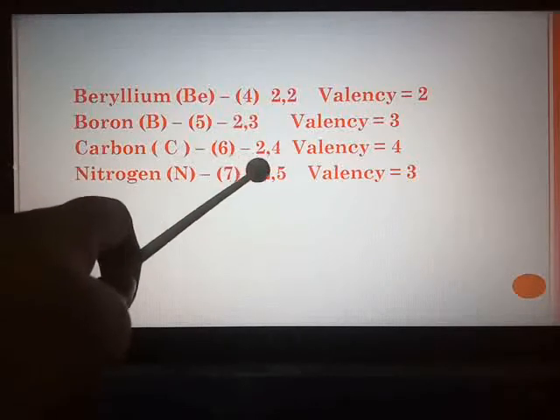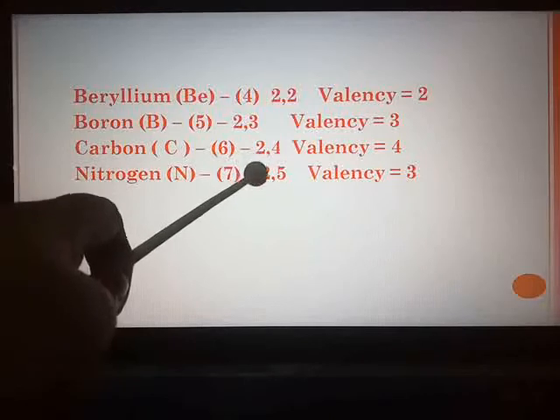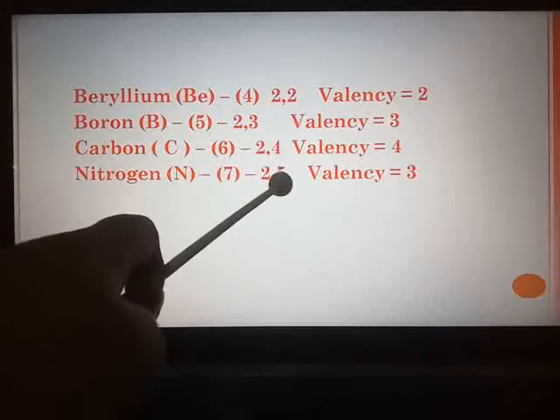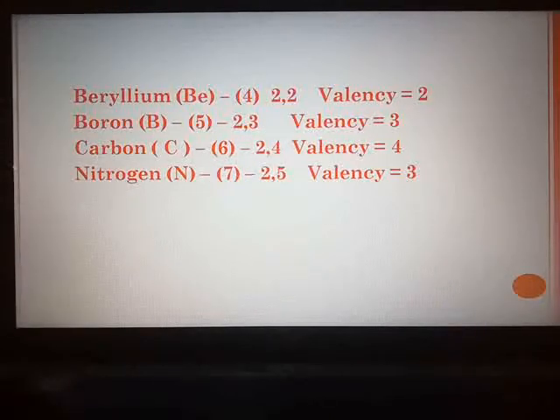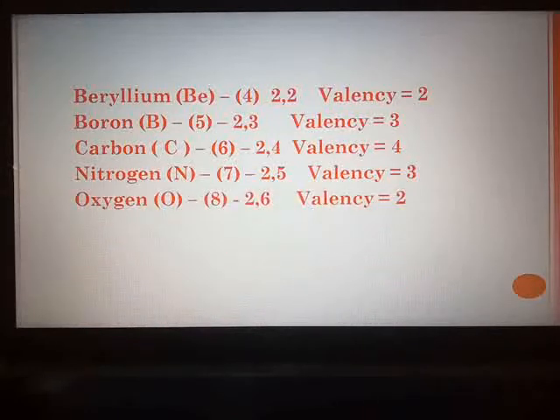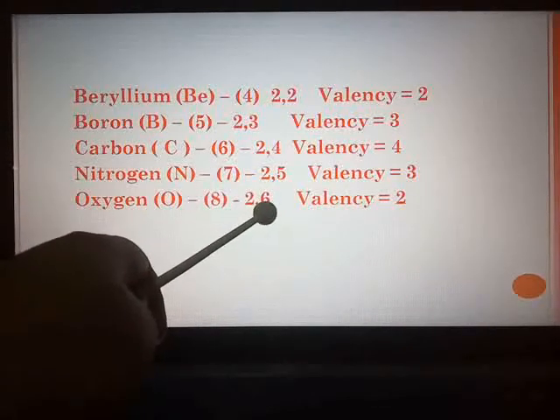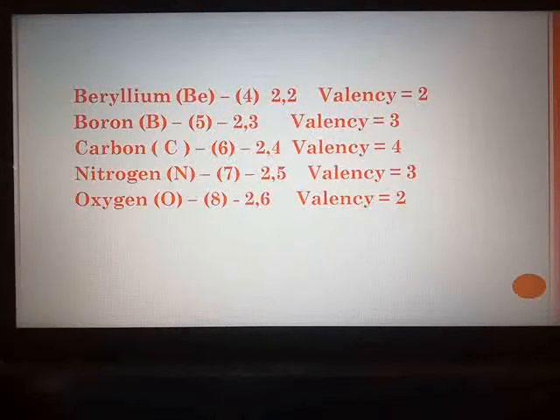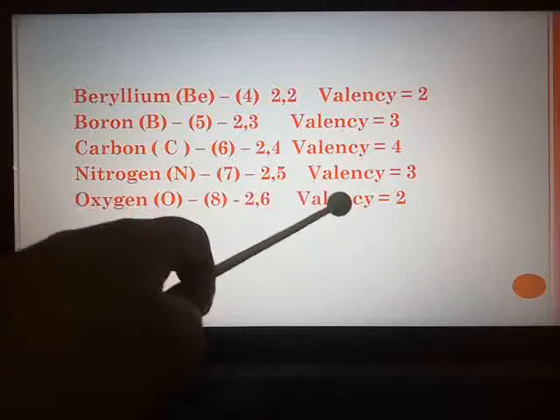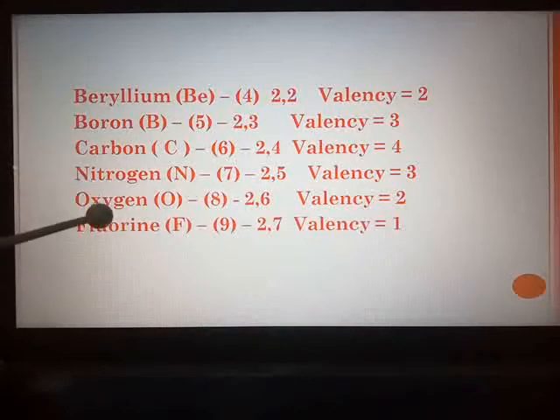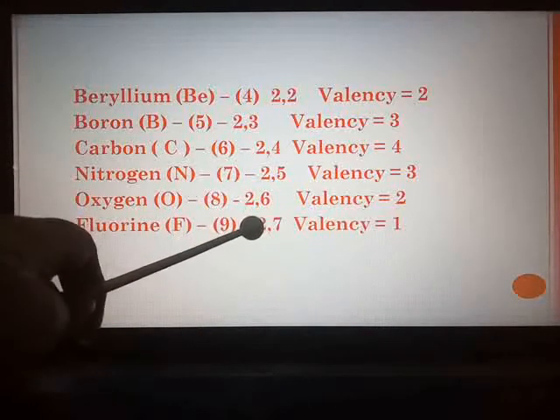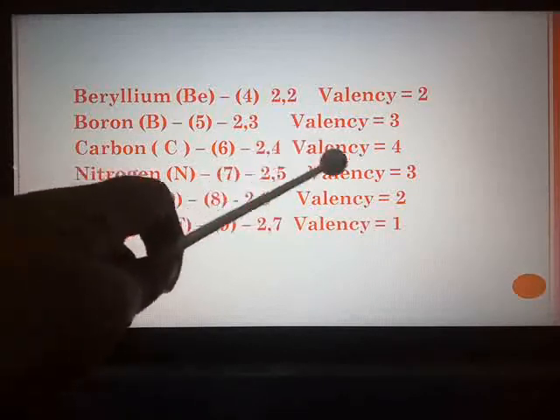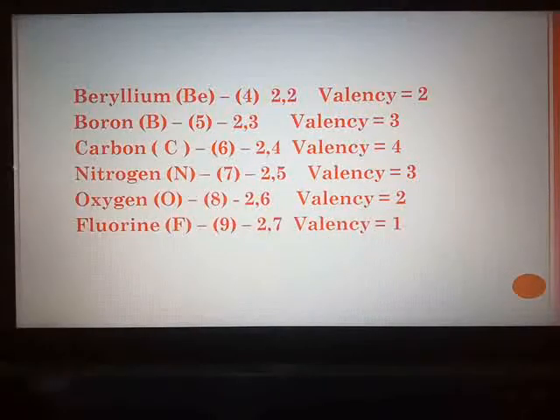As we have seen earlier, the first shell has the capacity of 2. Second shell has the capacity of 8. Similarly, if you go ahead, oxygen, atomic number is 8, 2, 6. Instead of donating 6, it will accept 2 and it will become 2, 8. So valency is 2. Fluorine, atomic number 9, 2, 7. Instead of donating 7, it will accept 1.